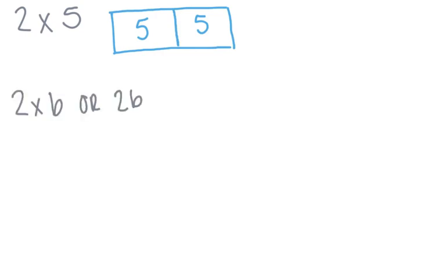And now we're going to make a model that shows 2 times b or 2b. So I'm going to do the exact same thing I did above. I'm going to draw a rectangle. And I'm going to cut it in 2. And then inside, I'm going to write b.